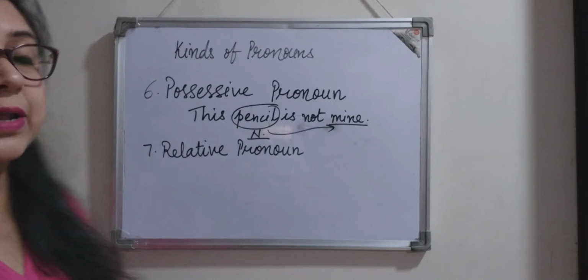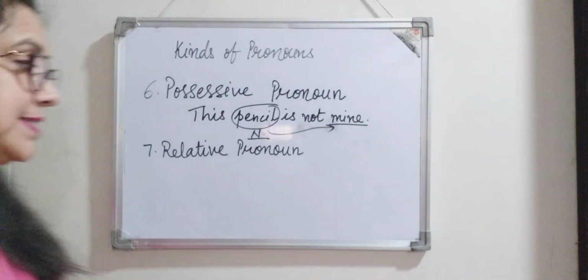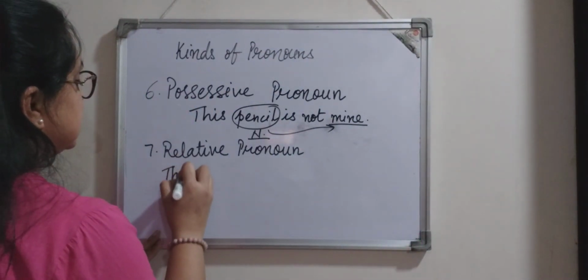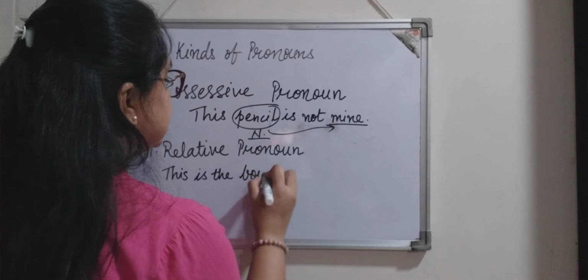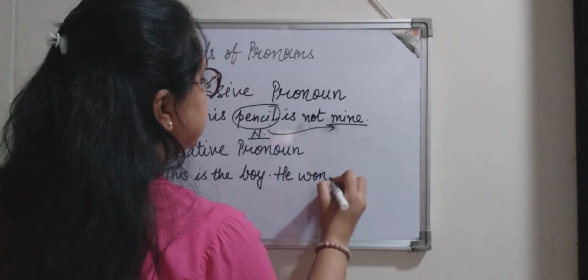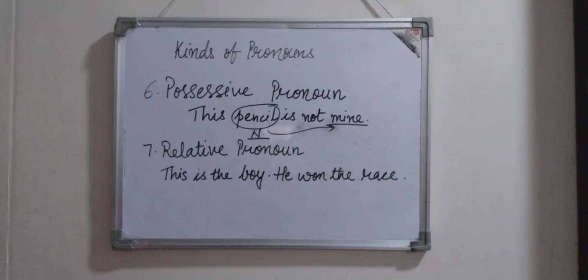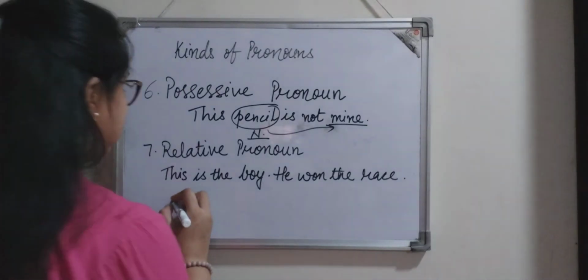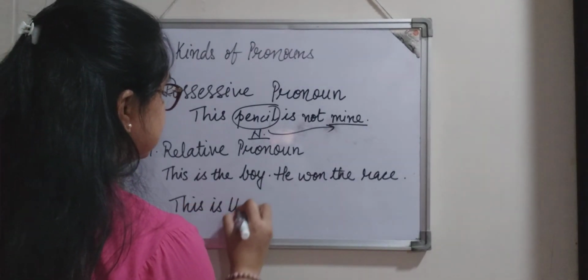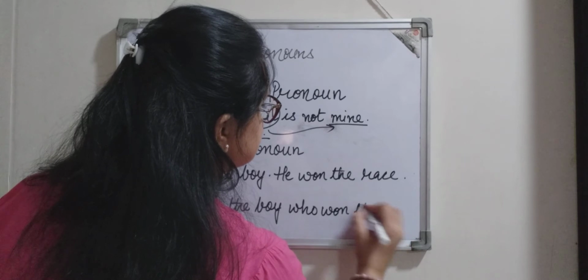And the last kind of pronoun is relative pronoun. So as the name indicates, this kind of pronoun shows relation. For example, this is the boy. He won the race. So how can we write these two sentences as one sentence using a relative pronoun? Let's see. This is the boy who won the race.